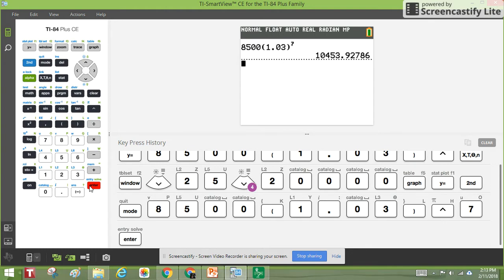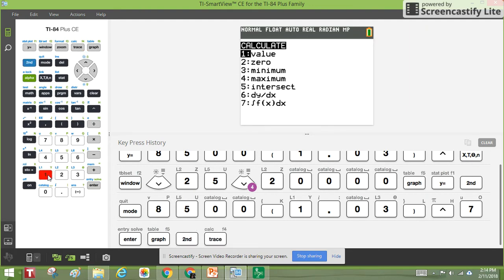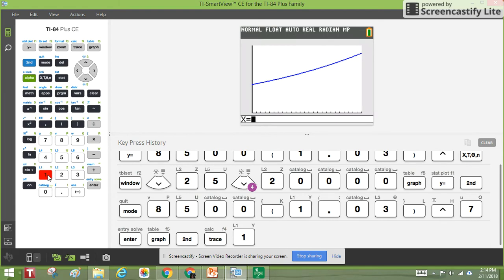You can also do this by using, since you've already graphed this, you can go to your graph and hit second calc. And then if you hit value, you can put in any x value you want. Our x value was 7. And if you hit enter, you can see here that the y value gives you the same one that we just calculated.